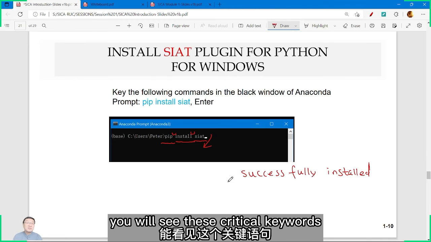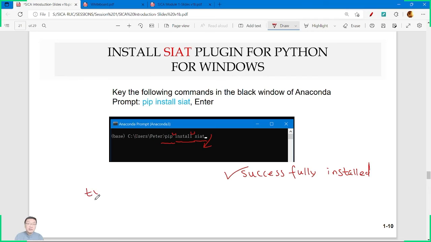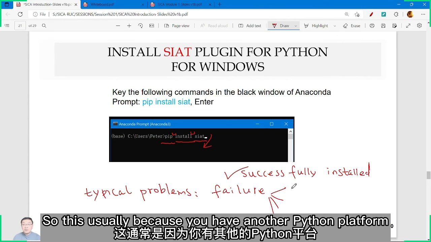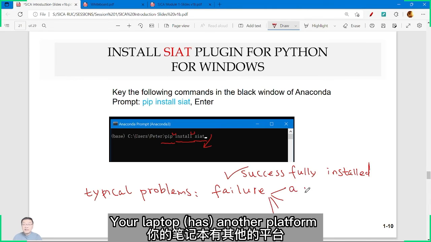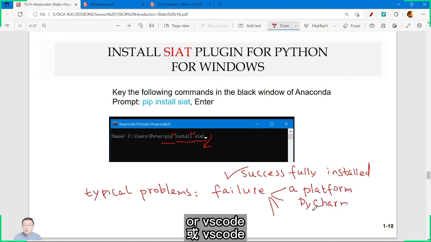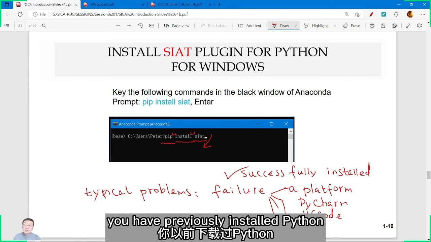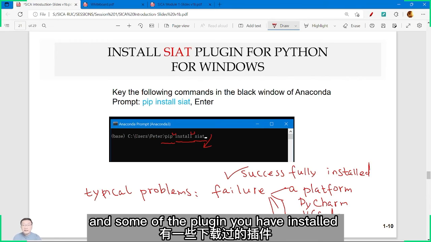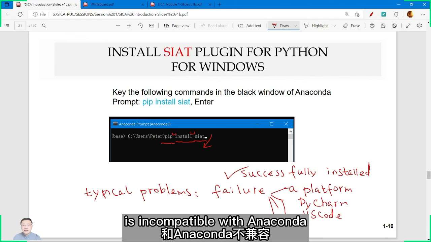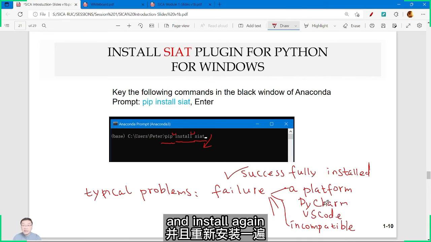I believe most of you will see these critical keywords, but a few people may encounter problems. Typical problems: you see a lot of fail or failure. This is usually because you have another Python platform on your laptop, such as PyCharm or VS Code. That is the first, most common reason. The second reason is that you have previously installed Python and some of the plugins you installed are incompatible with Anaconda. The solution is to completely remove the previously installed Python plugins and install again.